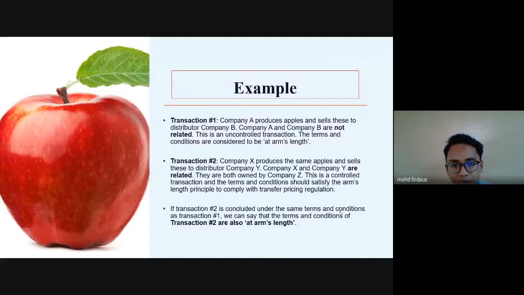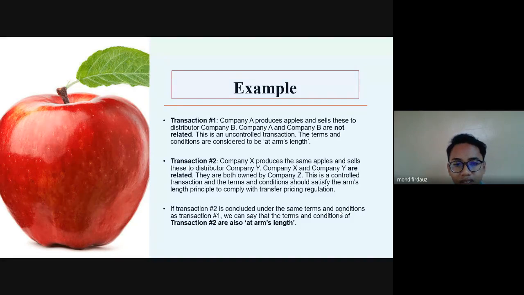This is an example to understand more what the arm's length principle is. For transaction 1, company A produces apples and sells to distributor company B. Company A and company B are not related, so there is no controlled transaction, and the terms and conditions are considered to be at arm's length.